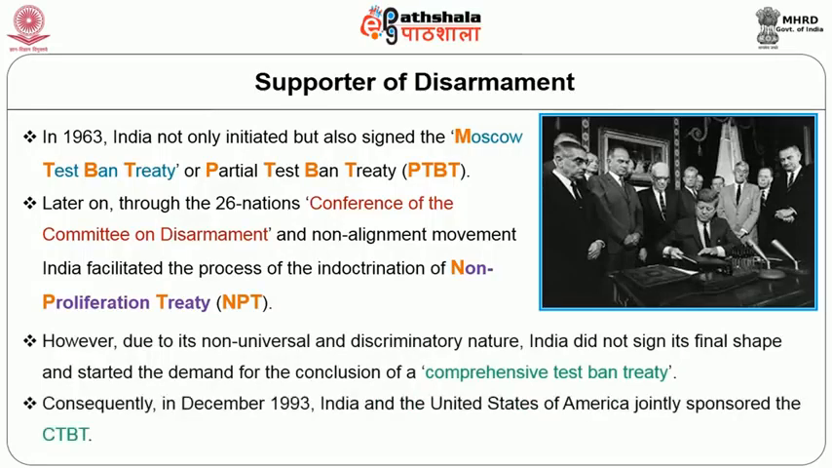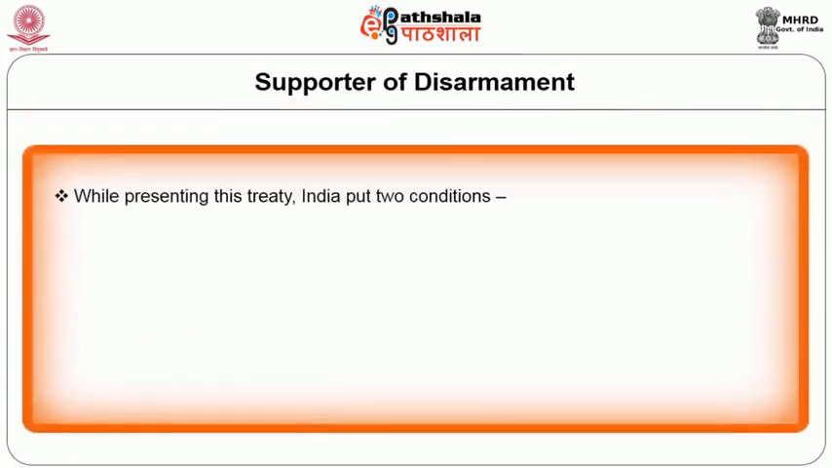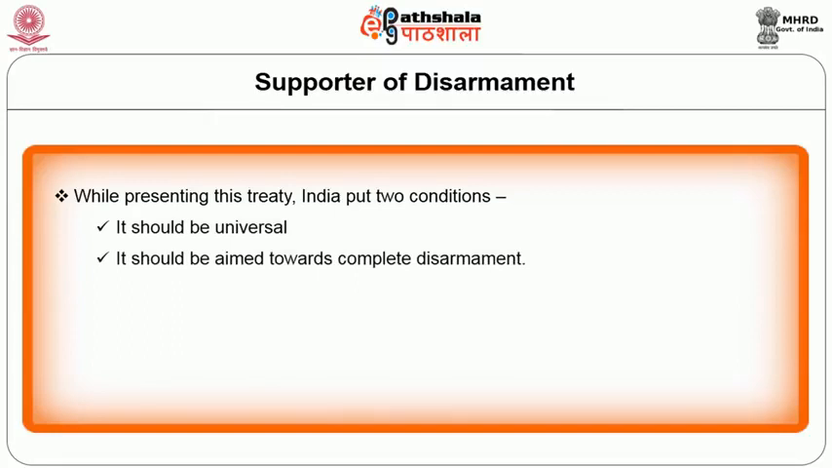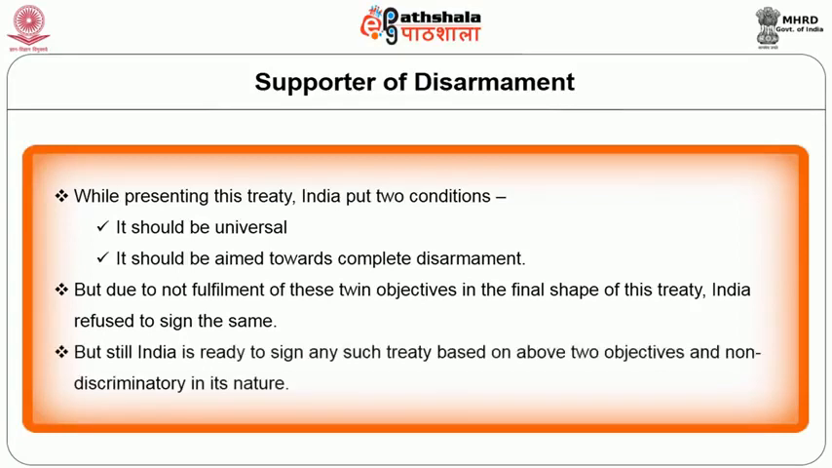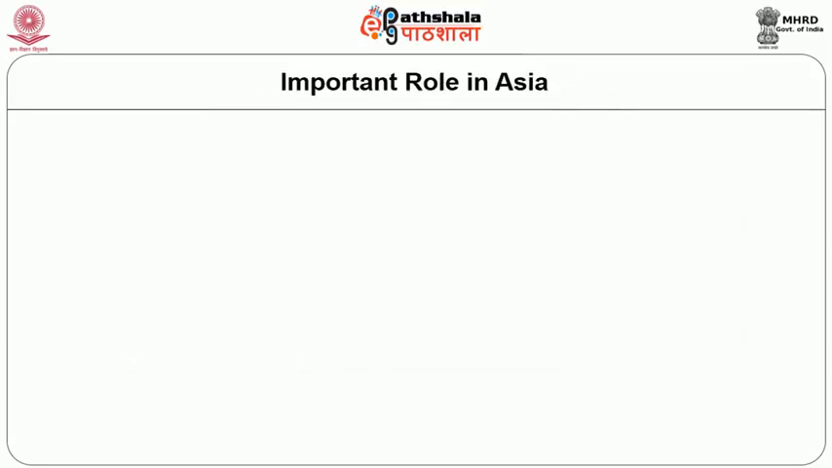Consequently, in December 1993, India and the United States of America jointly sponsored the CTBT. While presenting this treaty, India put two conditions: it should be universal, and it should be aimed towards complete disarmament. But due to non-fulfillment of these twin objectives in the final shape of this treaty, India refused to sign the same. But still, India is ready to sign any such treaty based on the above two objectives and non-discriminatory in its nature.